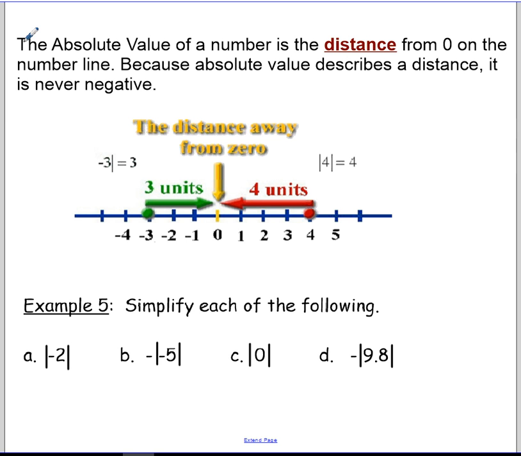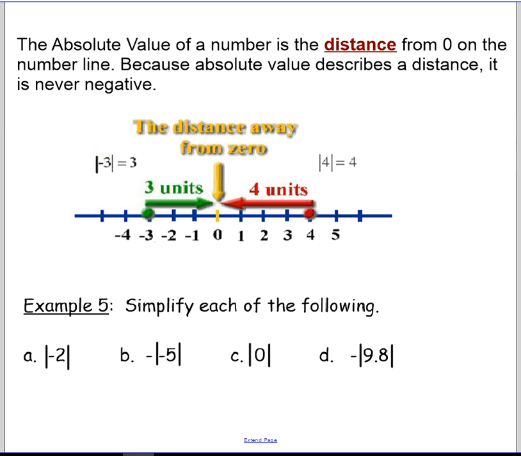When we look at absolute value of a number, we're looking at the distance from 0 the number is on the number line. Because absolute value describes a distance, it is never negative. And so the absolute value of negative 3 is 3, because even if you're walking backwards, you're still traveling a distance. Distance is always positive. And the absolute value of 4 is 4 as well, because, again, it's 4 spaces away from 0.